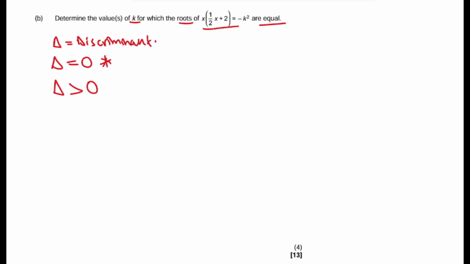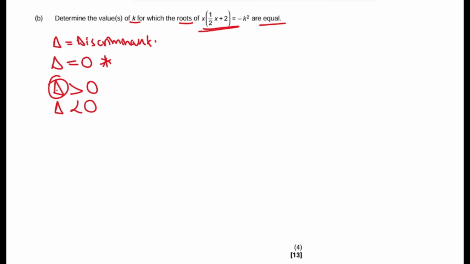Determine the values of k for which the roots of this function are equal. Here we have to use the discriminant, the delta. We know that if the discriminant is equal to 0, then our roots are real and equal. That's what we're looking for. But just to discuss, if the discriminant is greater than 0, the roots are real and unequal. If the discriminant is less than 0, the roots are non-real. And if the discriminant is a perfect square, then your roots are rational. So remember those 4 points.